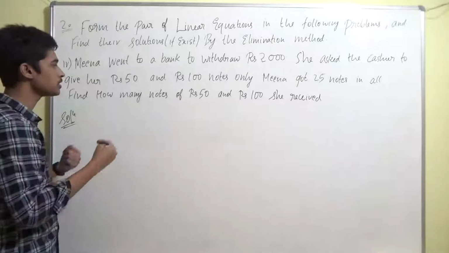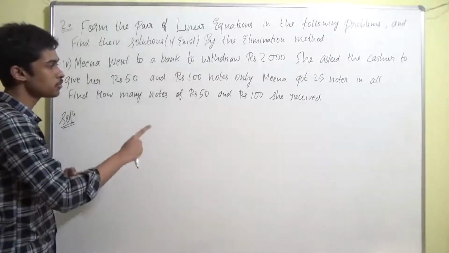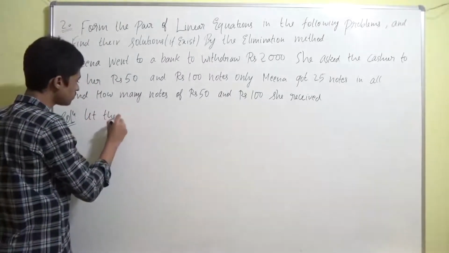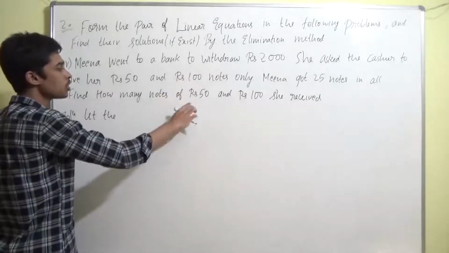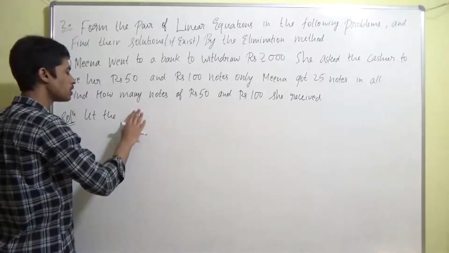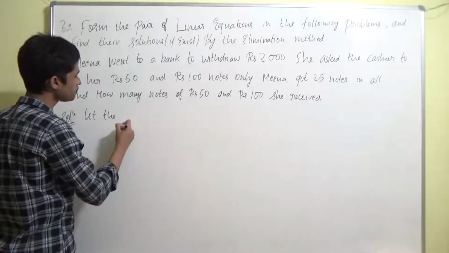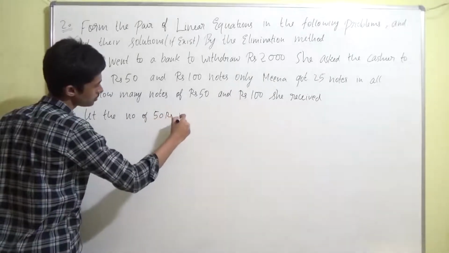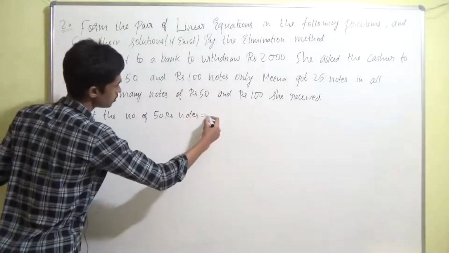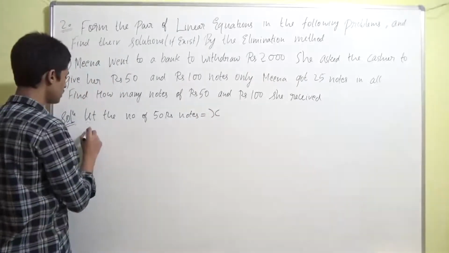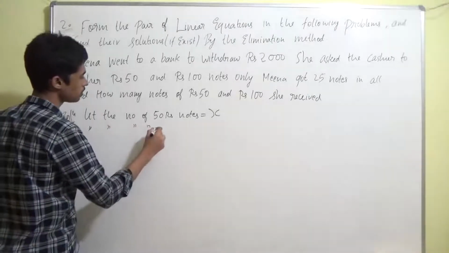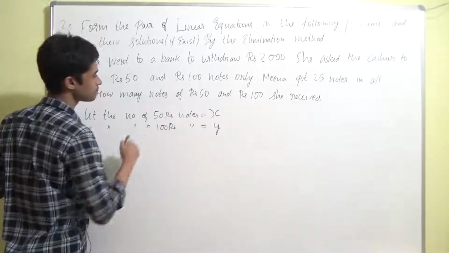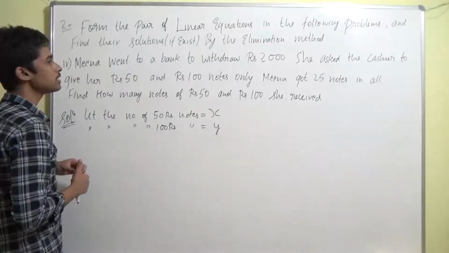How many notes we have to find, which means let the number of notes of 50 be x, and let the number of notes of 100 rupees be equal to y. That's the assumption. This is what we don't know, right? All others they have given us. So what we don't know is itself we are going to assume as the variable so that we can solve and find it, right? Let the number of 50 rupees notes be equal to x, and then let the number of 100 rupees notes be equal to y. Done. Now let's go for the conditions.